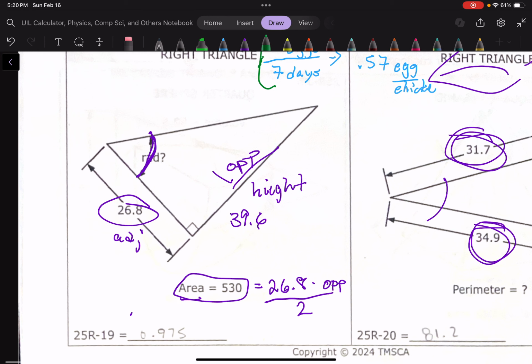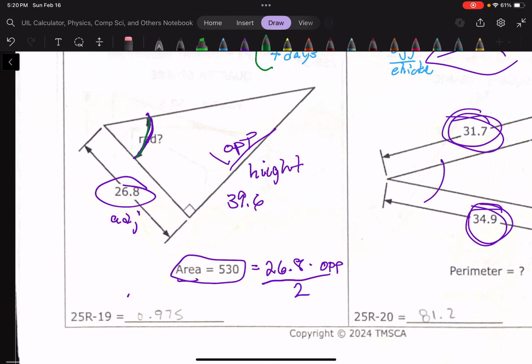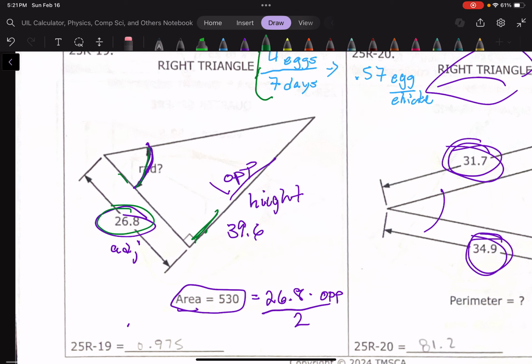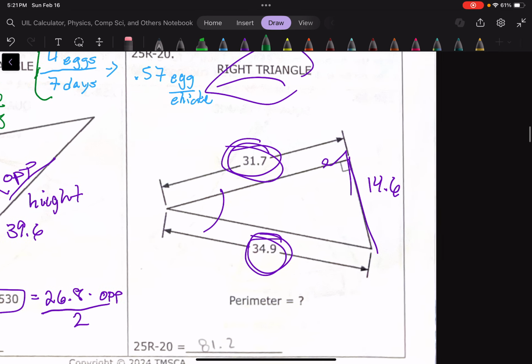All right, they give us a right triangle and the area, and they want us to find this angle over here. Well, to get that angle, the easiest thing from the area is to get the height. Base times height over 2 gives us 530. Move the 2 over. The 26.8 is the base here, if you will. And then from there, we have the adjacent and the opposite, so we're going to want to use tangent. And so tangent of the angle in question is going to be 39.6 over the 26.8. And then from there, you do arctangent to get your angle in radians.